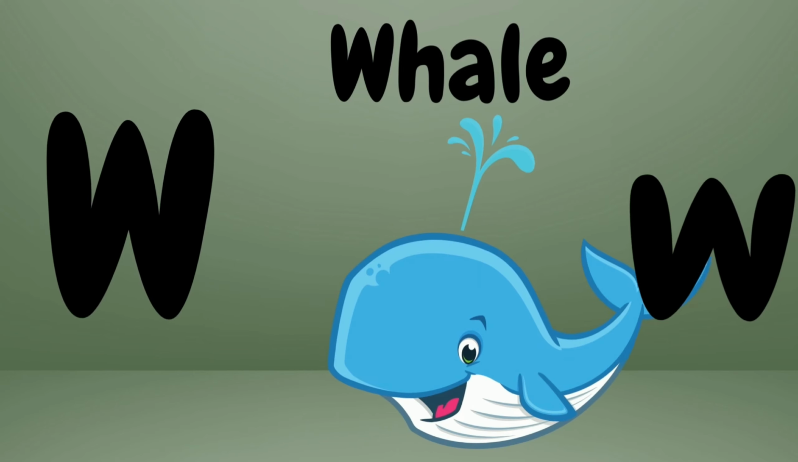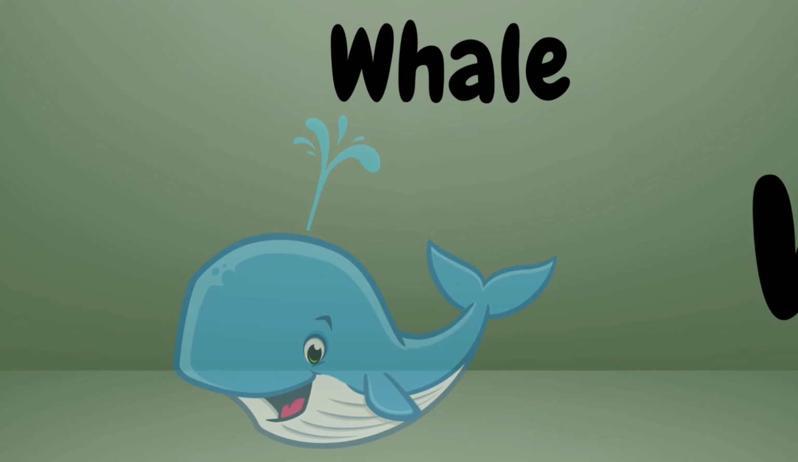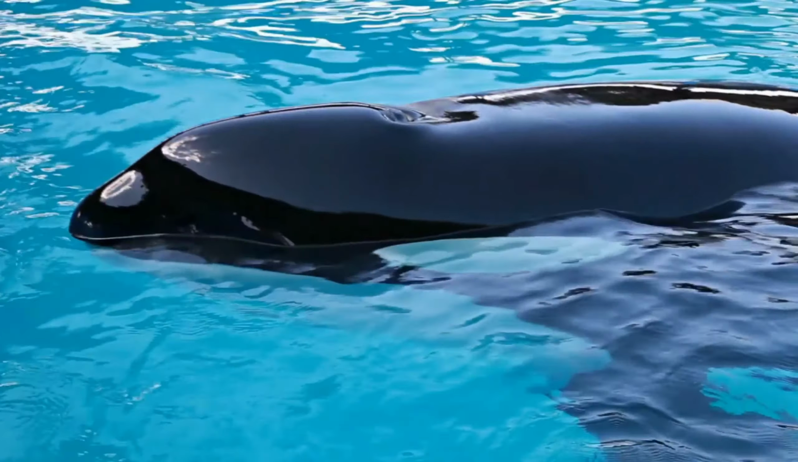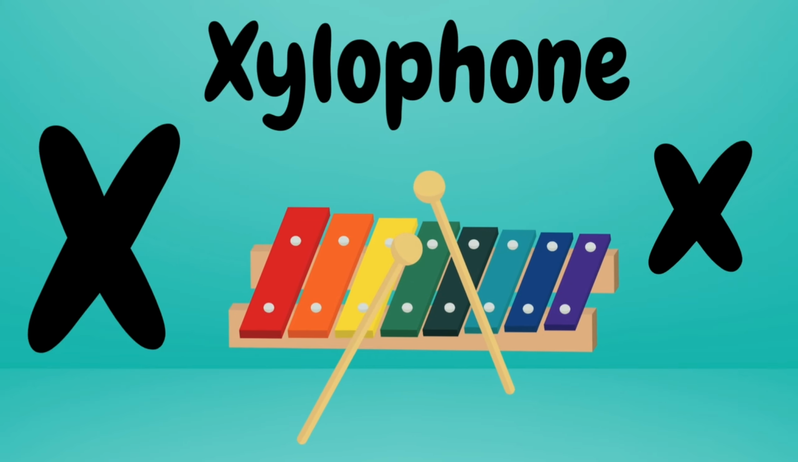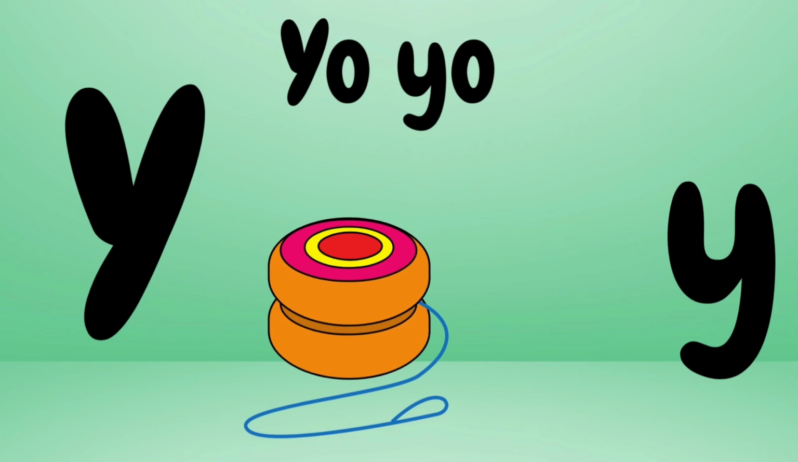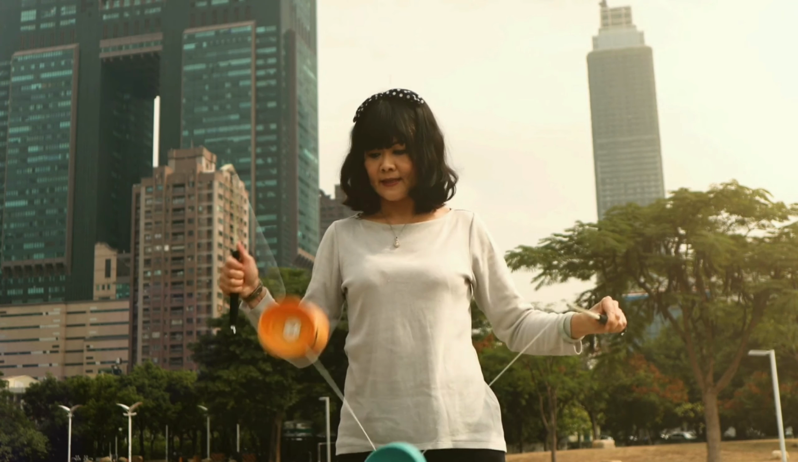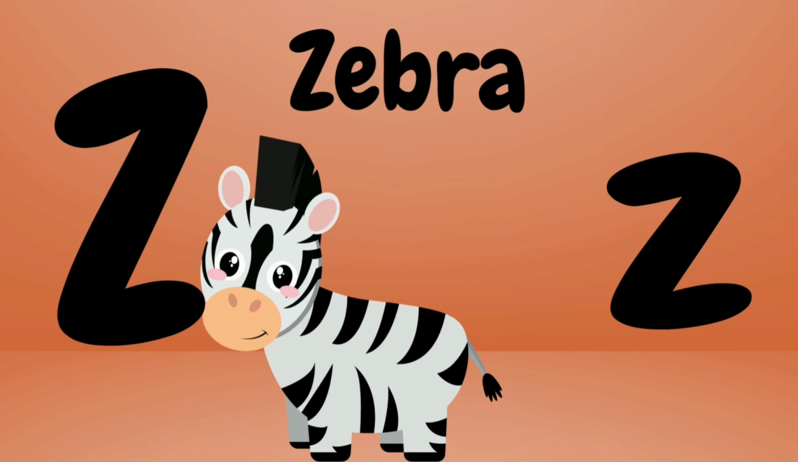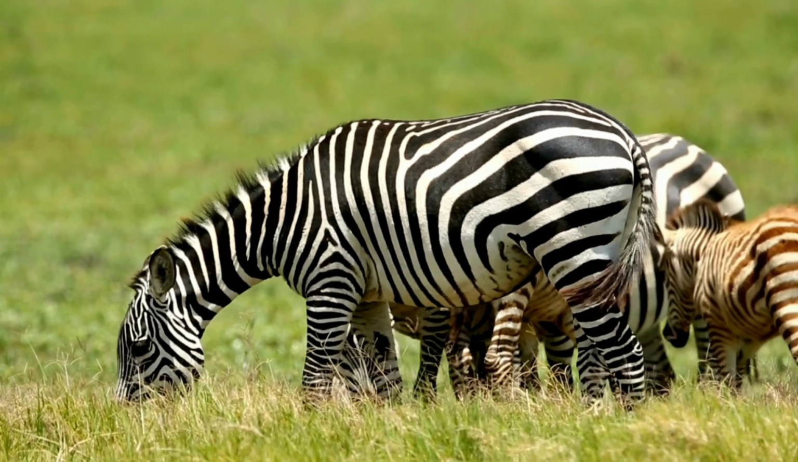W is for whale. This is a whale. X is for xylophone. This is a xylophone. Y is for yo-yo. This is a yo-yo. Z is for zebra. This is a zebra.